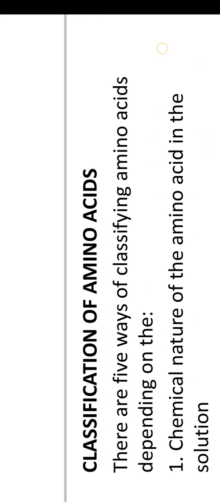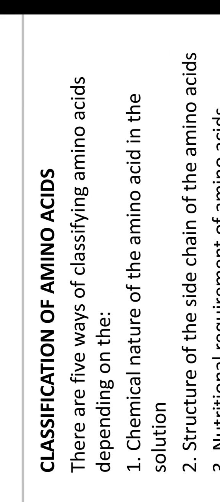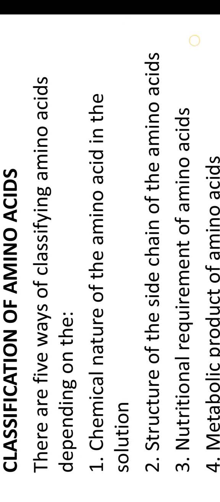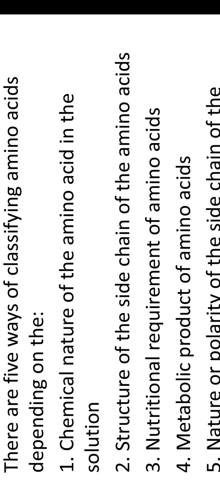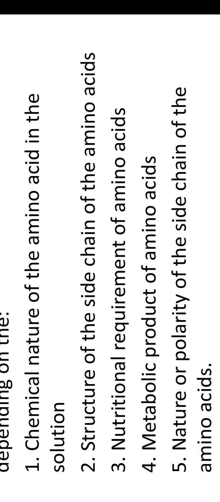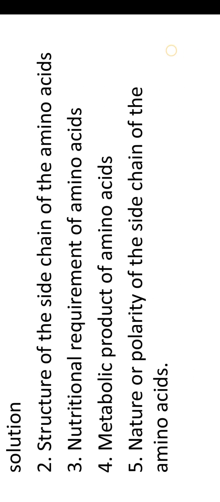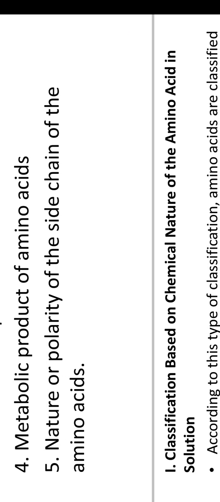The classification of amino acids: we see that there are five ways of classification of amino acids, based on the following characters. First, the chemical nature of the amino acid in solution. Next, the structure of the side chain of the amino acid. Next, the nutritional requirement of the amino acid. The metabolic product of the amino acid. The nature or polarity of the side chain of the amino acid. So these are the characters that classify or divide the amino acids.